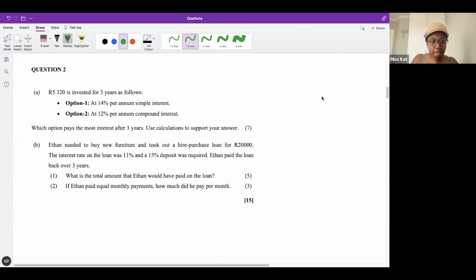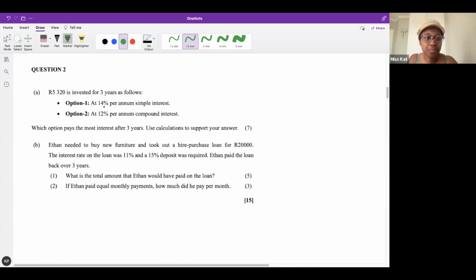Ethan needs to buy furniture and took out a hire purchase loan for 20,000 Rand. The interest rate on the loan is 11% and a 15% deposit was required. First is calculate the total amount that Ethan would have paid for the loan. And as you can see, that is a whopping 5 marks. That's going to tell you how much Ethan is actually going to pay.